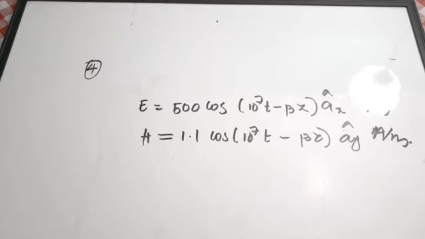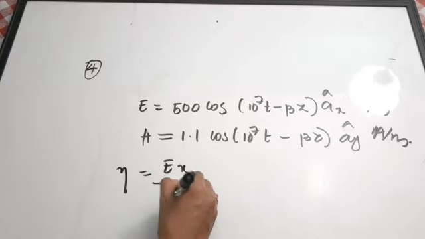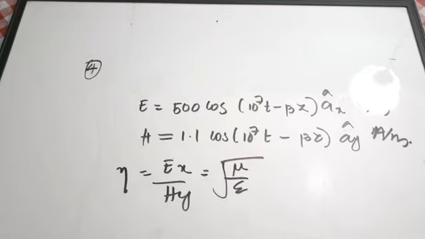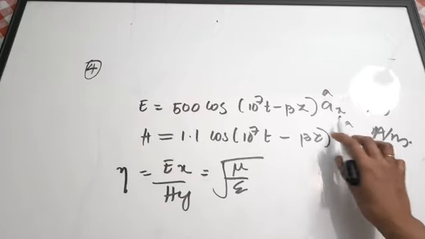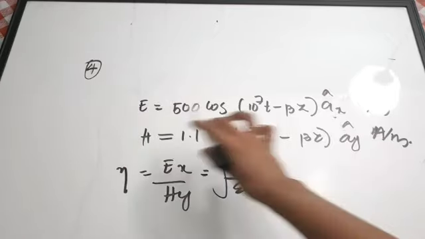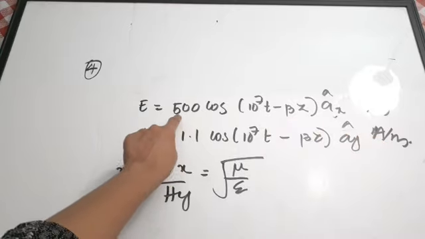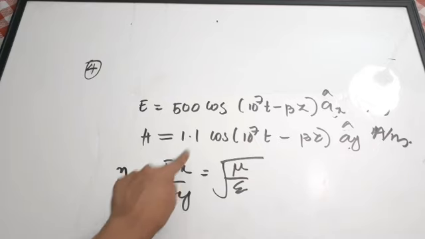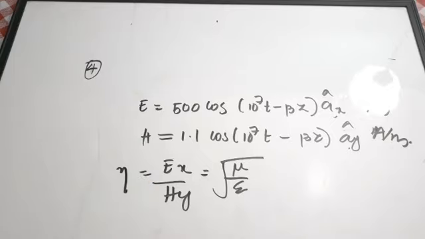We know that intrinsic impedance eta is equal to Ex by Hy. That can also be written as square root of mu by epsilon. Right. So we have here the wave traveling, or the electric field component in the x direction. So here Ex is nothing but 500. Also the magnetic field component is in y direction. So this is Hy. So Ex by Hy is equal to 100 by 101, right?